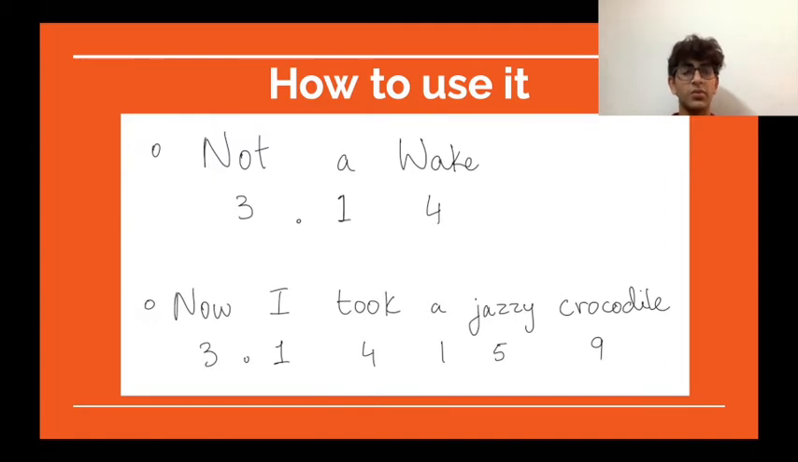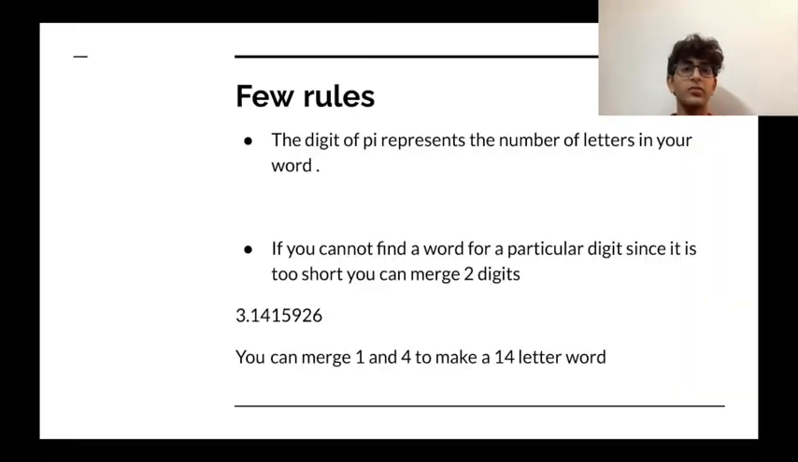Not Awake, a book written by Michael Keith, follows this order throughout. It is about 200 pages long, and Michael Keith constantly uses Pylish, using the digits the same way. What are the few rules which need to be followed when writing or using Pylish? The digit of pi represents the number of letters in your word. For example, 3.14 gives "Not awake": not being a three-letter word, a being a 1-letter word, and wake being a 4-letter word.